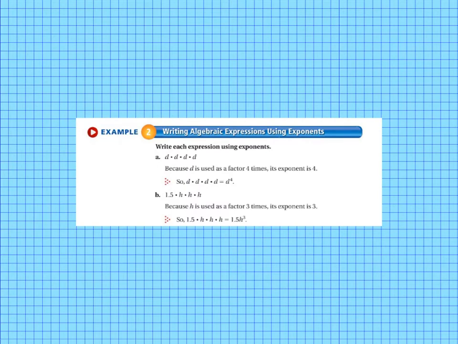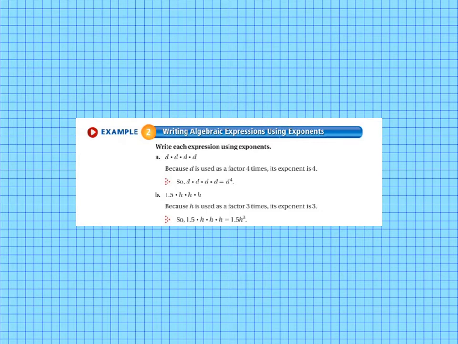Example 2, writing algebraic expressions using exponents. It says to write each expression using exponents. So this is just how we did exponents back when we were using numbers, except that we're using letters. So if you get confused, think about how you would do this if D were the number 2 or something like that. So it works exactly the same way.